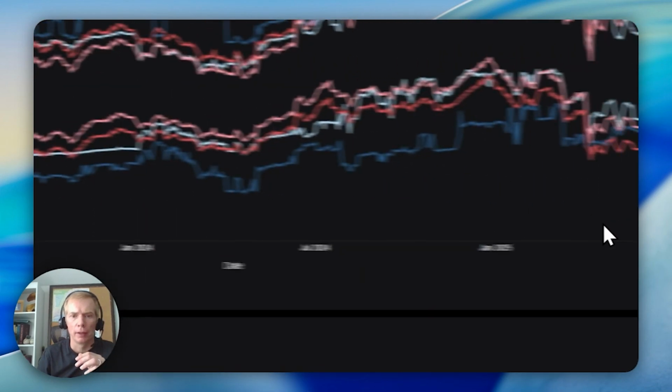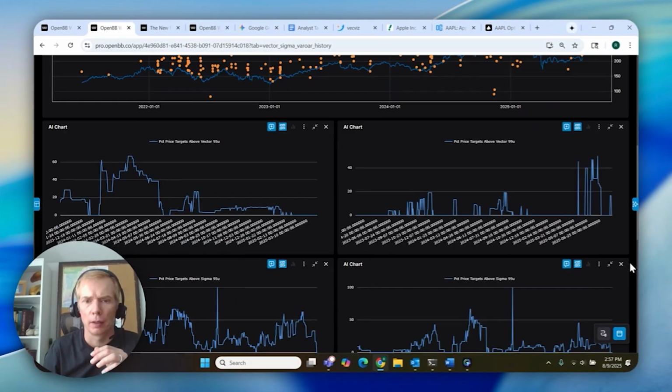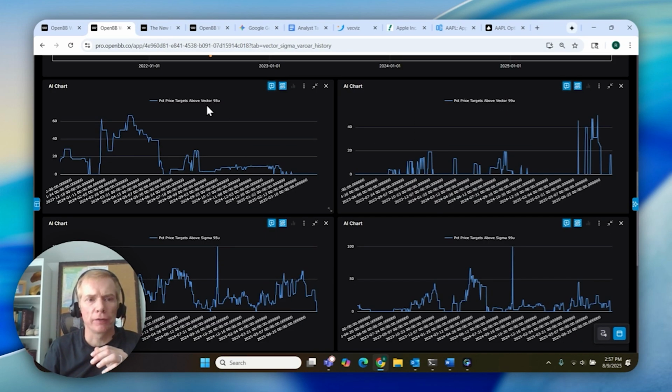Close that up. So we have these 4 widgets here. This one looks at the percentage of price targets above VecViz vector model 95U. This one's the percentage above vector model 99U. This is the percentage above sigma 95U, and this one's the percentage above sigma 99U.